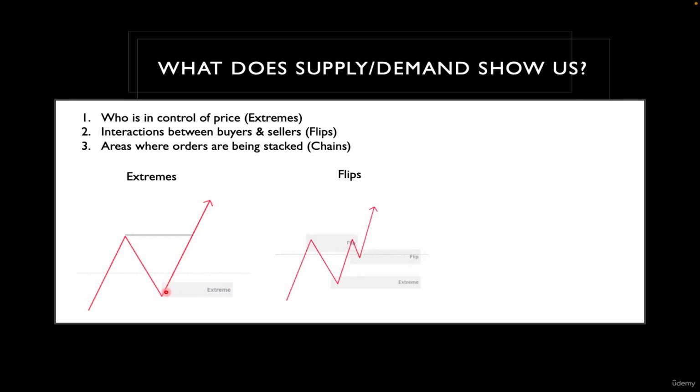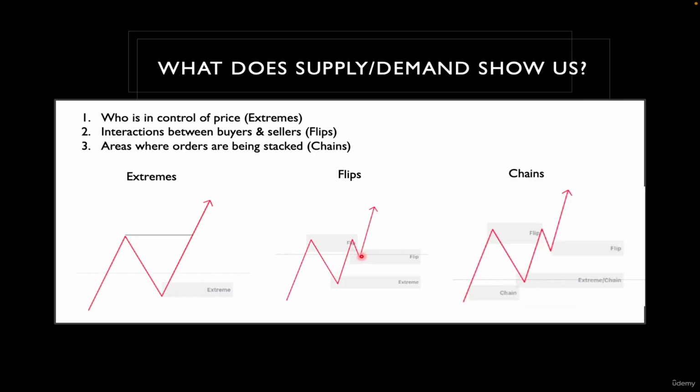Secondly, we have flips. So flips are areas where we've had an interaction between buyers and sellers, as you can see here. A reaction, and then we come back down and then we break. That leaves this flip demand zone here. That was the area where buyers took control of price.